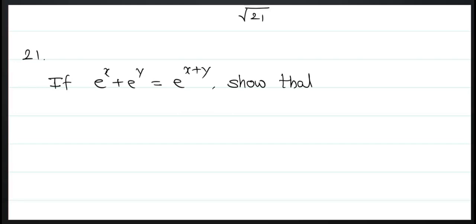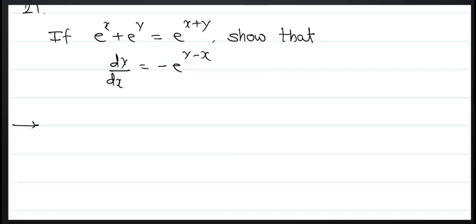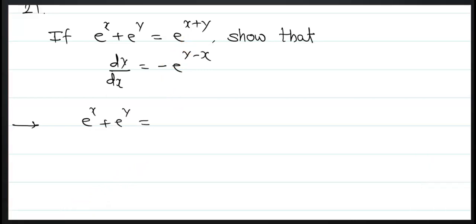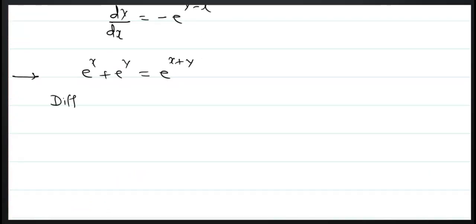Now the question number 21. If e raised to x plus e raised to y is equal to e raised to x plus y, then show that dy by dx is equal to minus e raised to y minus x. Simple question. e raised to x plus e raised to y is equal to e raised to x plus y.